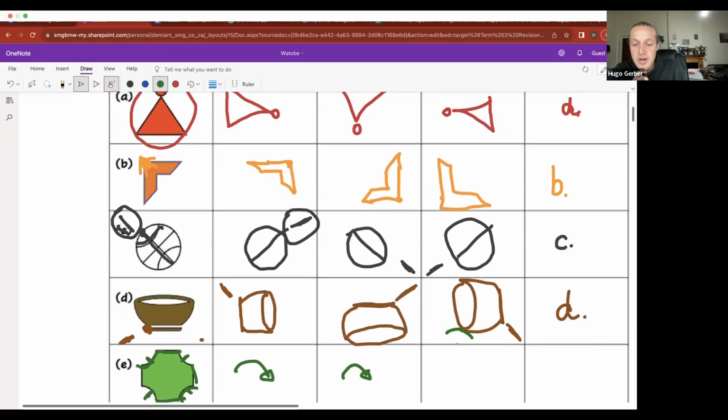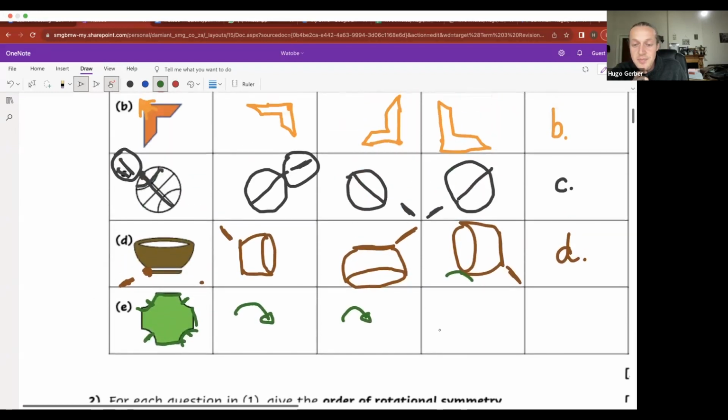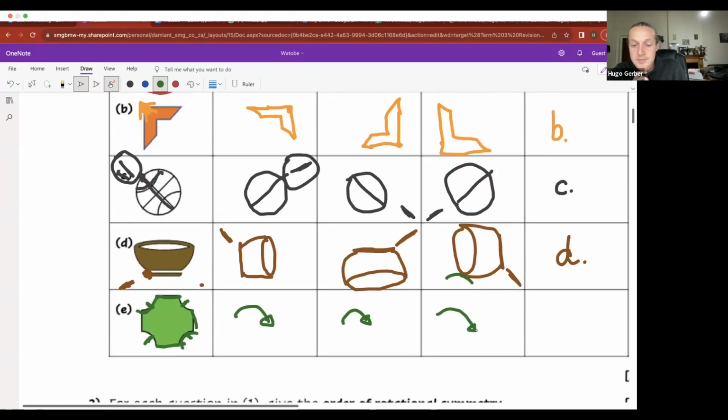Now, if you do not agree with me at this point in time, please put up your hand and tell me I'm making a huge mistake, but they are all going to look like E. E, E, E, E. Anybody that disagrees?